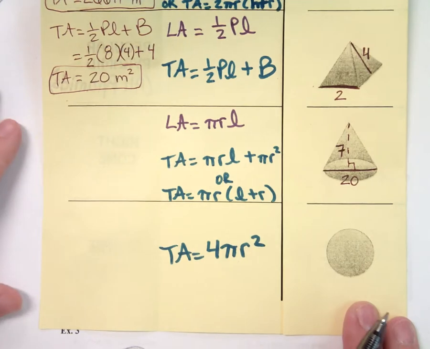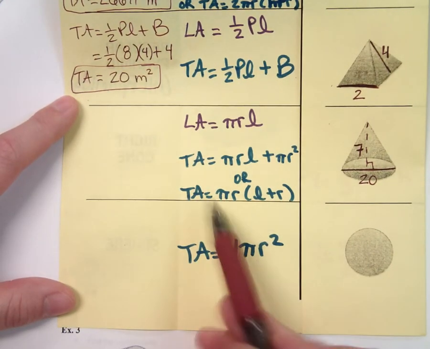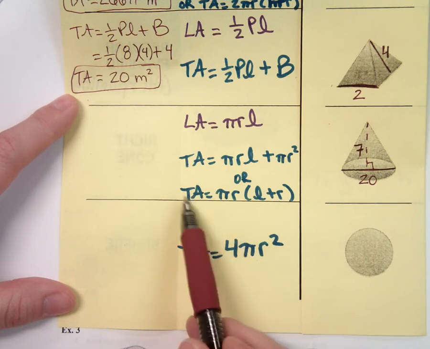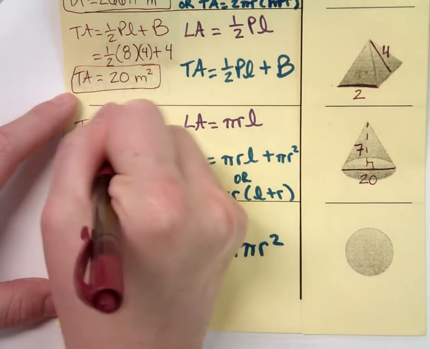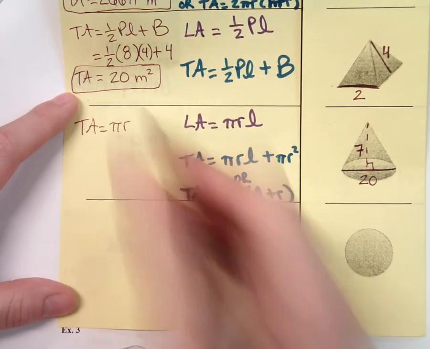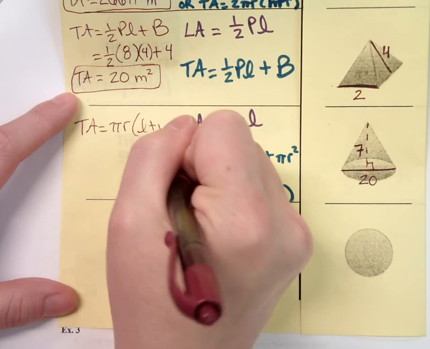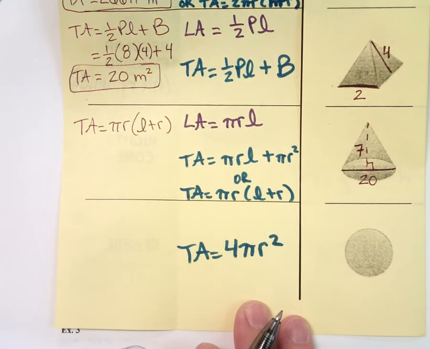Okay, so let's look at that piece of information. Yesterday and the day before, you guys kind of liked that last formula, so we'll just go for that last one there. So total area, let's have that be pi r, and then in parentheses, L plus r. And that's a cursive L for slant height.